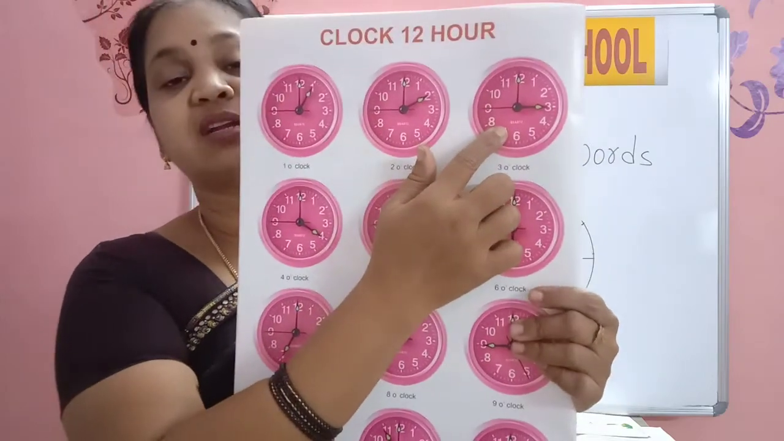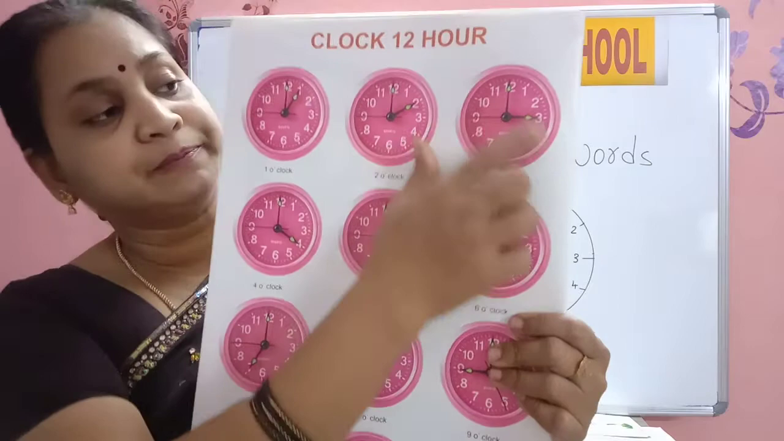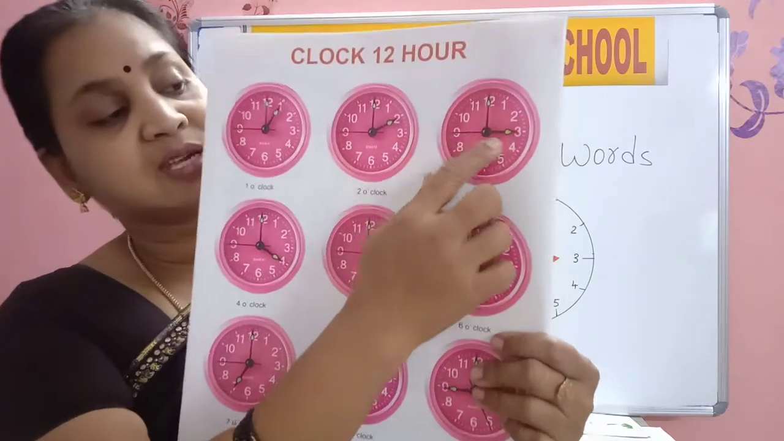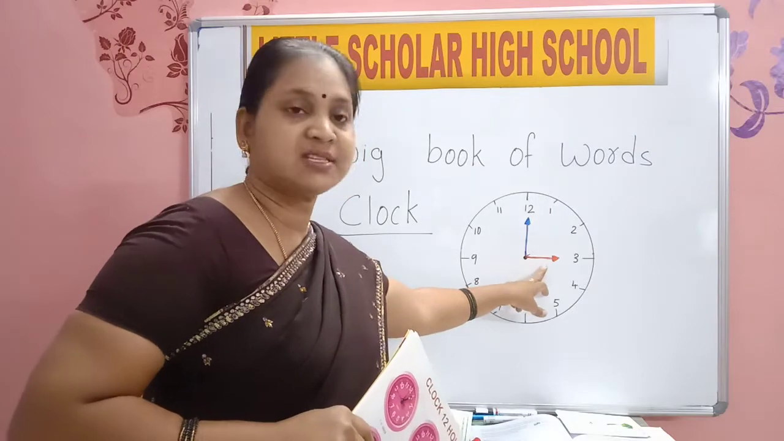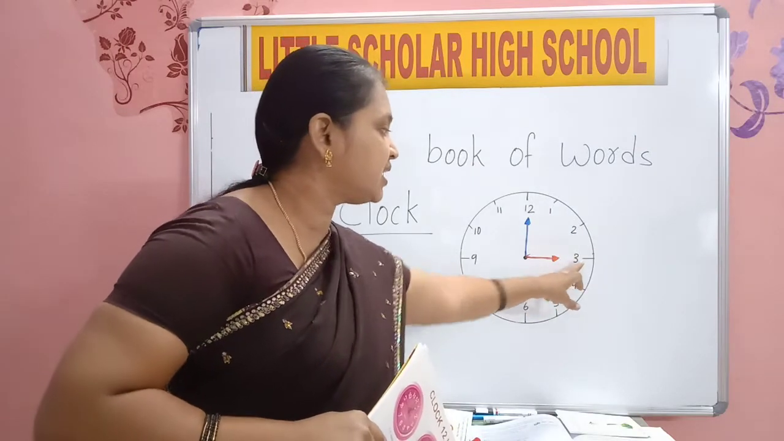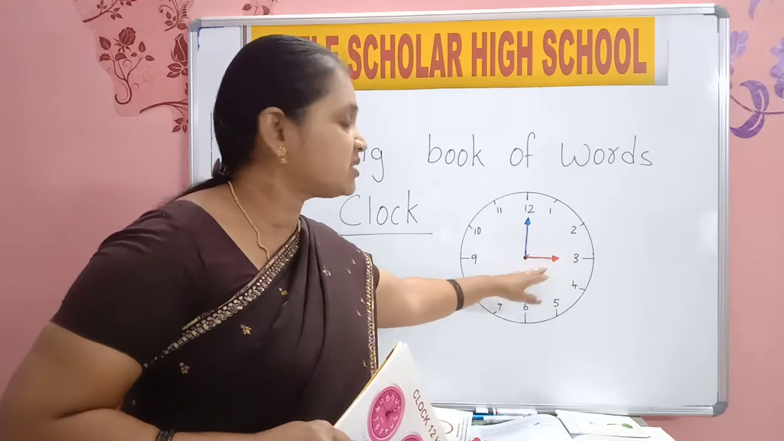Now see this third clock. Where is the short hand in this third clock? The short hand is on number 3. The short hand is on which number here? Number 3. So what is the time?